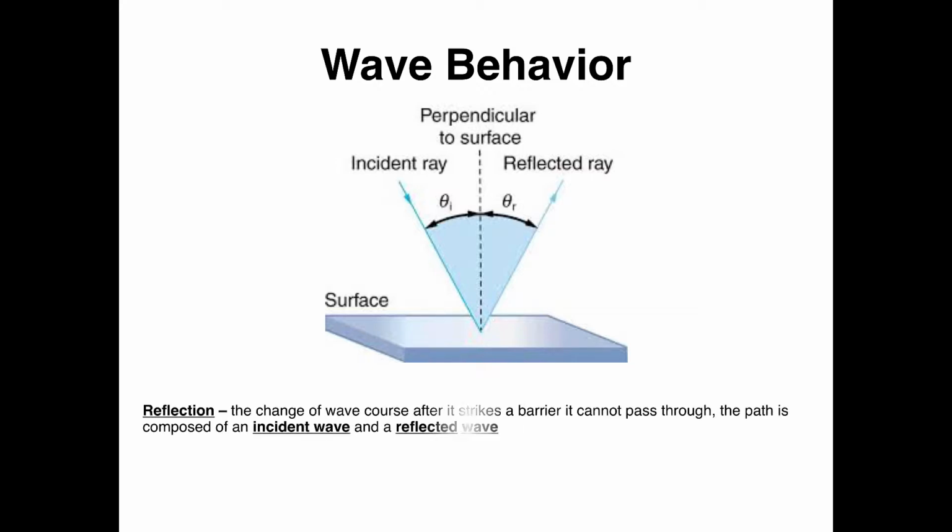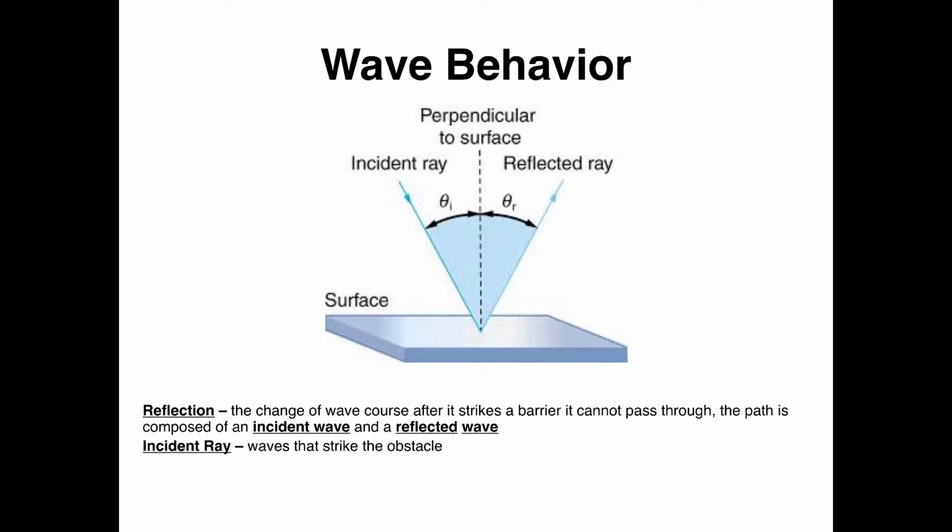Reflection is defined as the change of a wave course after it strikes a barrier it cannot pass through. The path of this reflection is composed of an incident wave and a reflected wave. The diagram here shows a reflected ray, and this can represent a front of water waves traveling toward a surface. It can reflect a light ray. It can reflect a sound wave. It can represent just about anything that is a wave and will follow the laws of wave behavior.